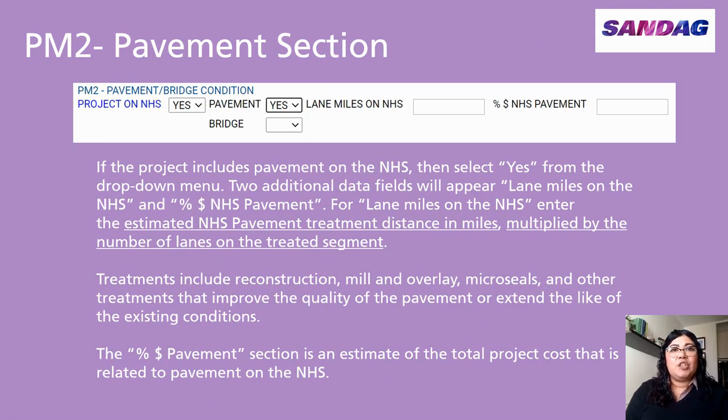If the project includes pavement on the NHS, then select yes from the drop-down menu. Two additional data fields will appear: lane miles on the NHS and %$NHS pavement. For the lane miles on the NHS, enter the estimated NHS pavement treatment distance in miles, multiplied by the number of lanes on the treated segment. Treatments include reconstruction, mill and overlay, microseals, and other treatments that improve the quality of the pavement or extend the life of the existing conditions. The %$ pavement section is an estimate of the total project cost that is related to pavement on the NHS.